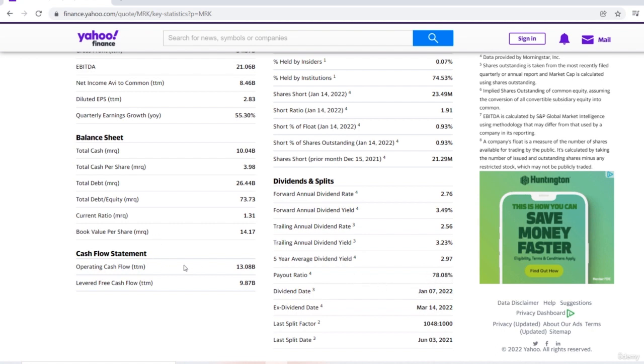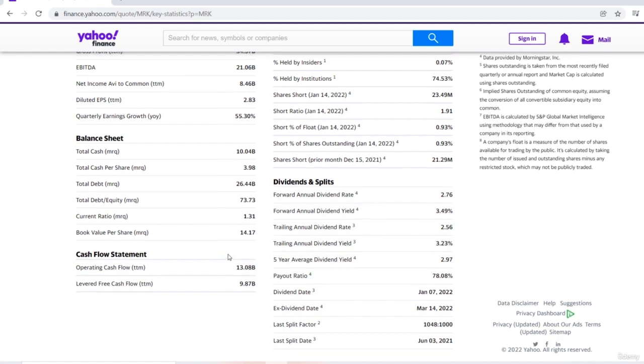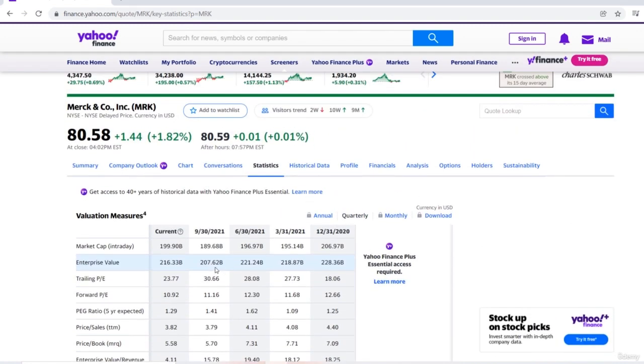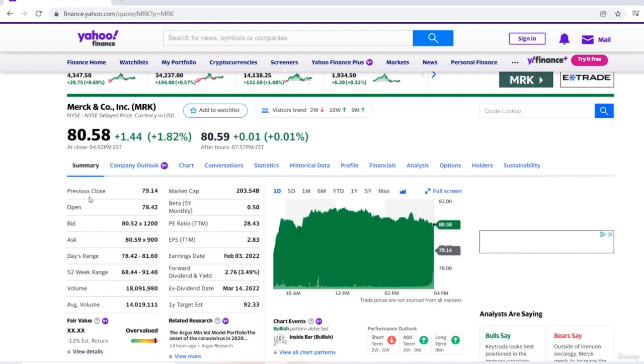And Merck certainly generates. We look at operating and leveraged cash flow here. They generate a lot of cash over the year, 13 billion in operating cash flow, and they've got 10 billion in cash just sitting on their balance sheet. Sure, they're carrying a lot of debt, but they've got a nice current ratio above 1.3. So that's a good positive sign too. So Merck is your steady, big company that pays a dividend. And that's what our screener came back with, what we were looking for.